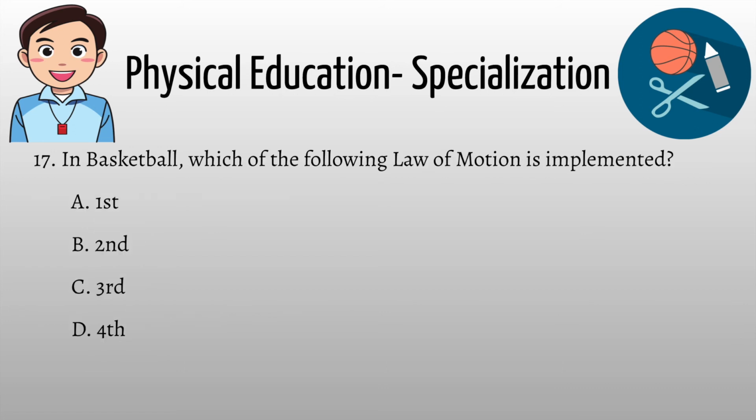In basketball, which of the following law of motion is implemented? A. First, B. Second, C. Third, D. Fourth. C. Third.